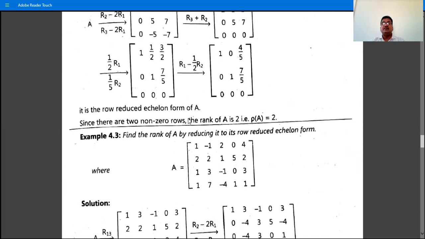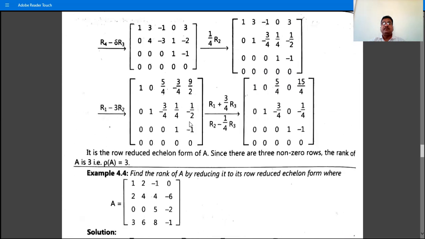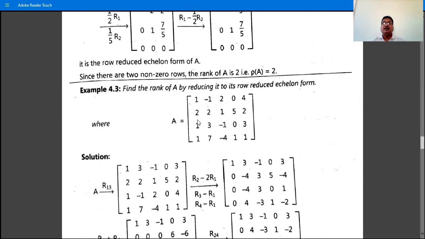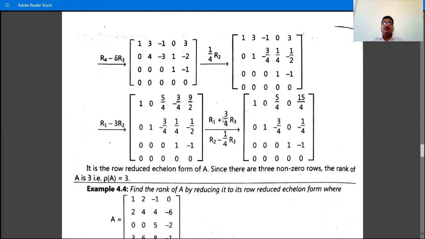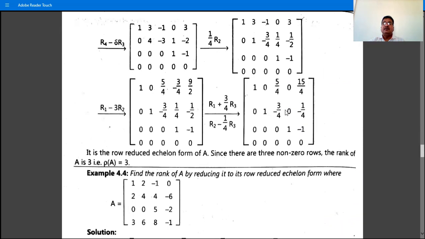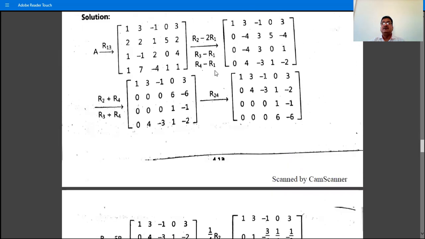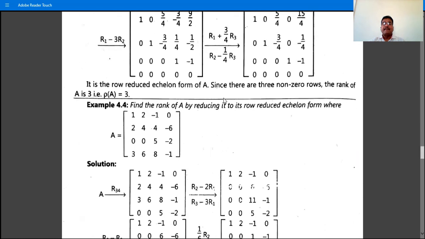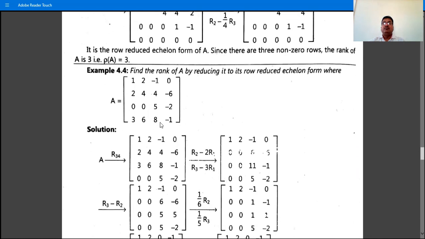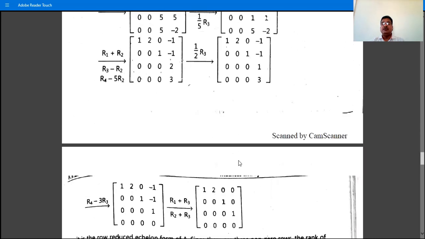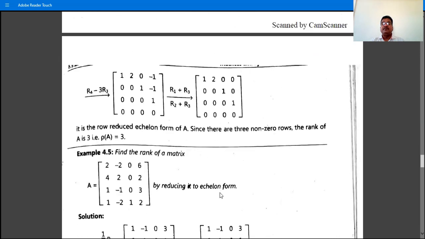So similar examples, these are examples of rank. Find the rank of the matrix. This is the reduced row echelon form, and the number of non-zero rows is 3, and therefore the rank of this matrix A is 3. Similarly, we have to find the rank of this matrix by reducing it to row reduced echelon form. So this is the row reduced echelon form, and there are 3 non-zero rows, and therefore the rank of A is 3.